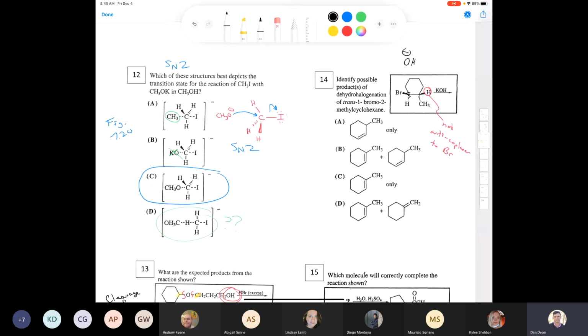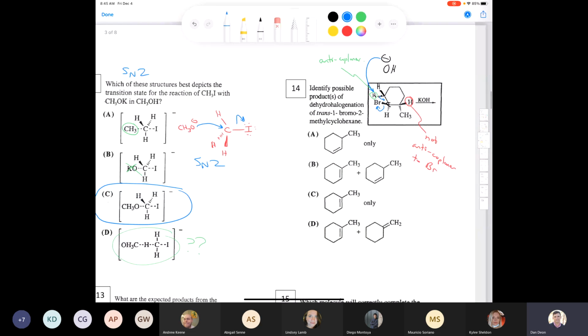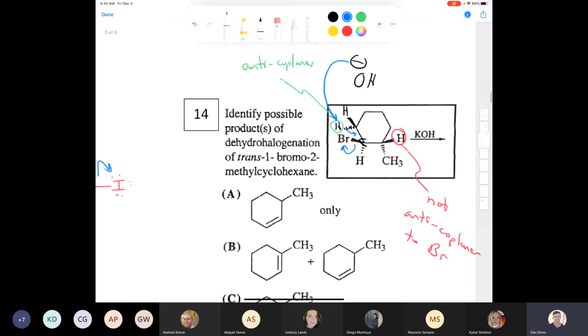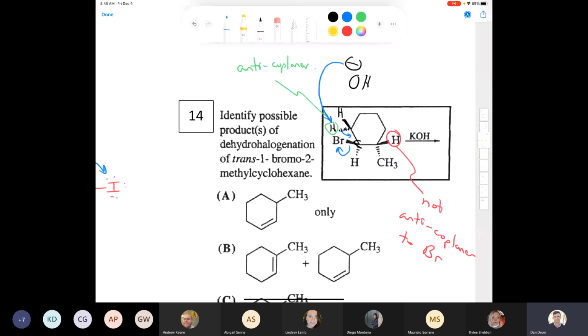What if I draw these two hydrogens in? I've got one going down, and then I've got another one coming up, like this. Well, this hydrogen is anti-coplanar. Maybe I'll circle it in a different color. Anti-coplanar. So that means I could rip off that hydrogen and eliminate, and then I would make a double bond here, and I would lose my bromine. Now, I don't have a lot of space here, but hopefully you can see what is going on. So I'm going to form a double bond right here, and I'm going to have no double bond there whatsoever.